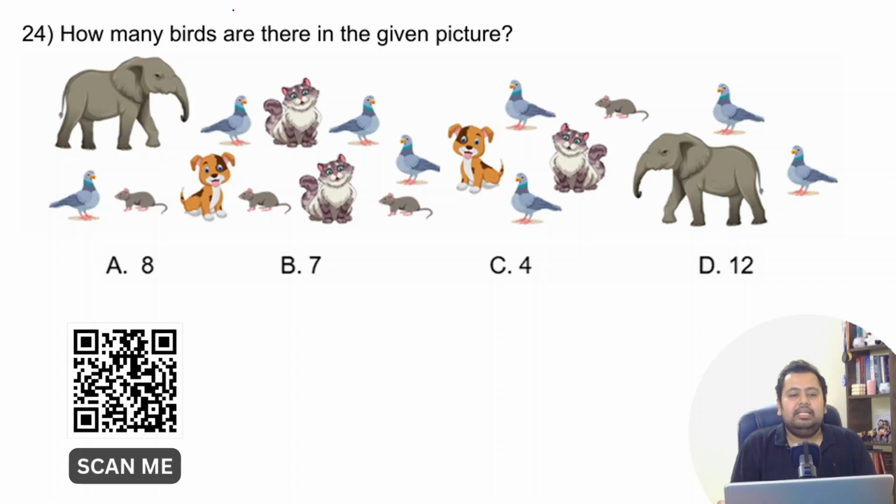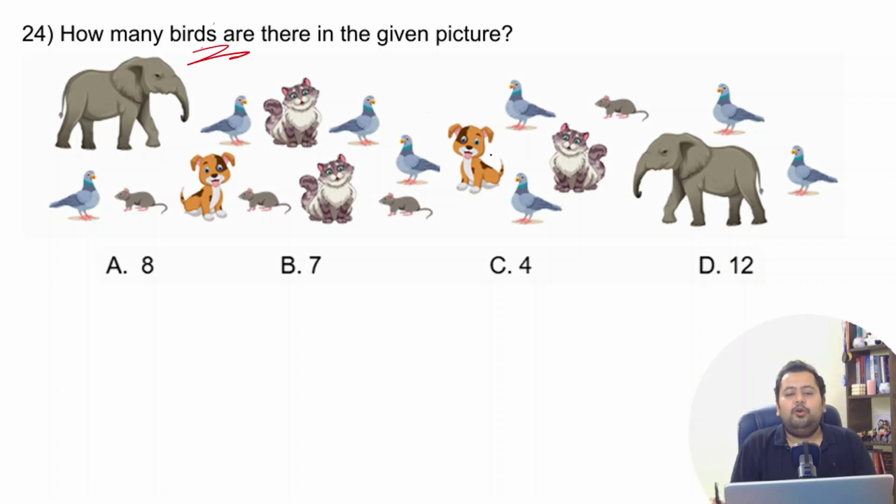So how many birds are there? What among all these animals is a bird, right? It is only the pigeon that you can see here that is a bird. So elephant is not a bird, cat is not a bird, mouse is not a bird, and dog is also not a bird. So how many birds or how many pigeons do you see?